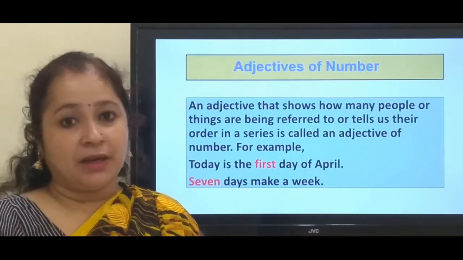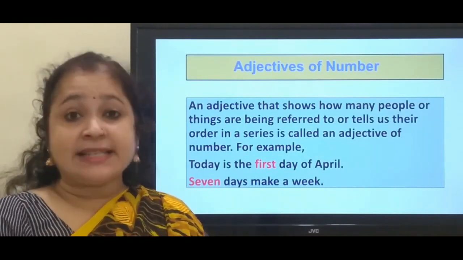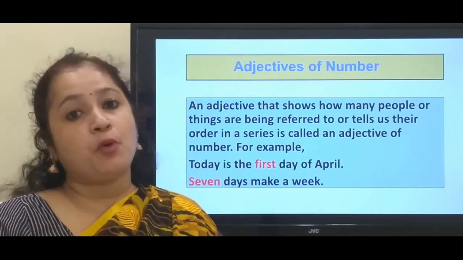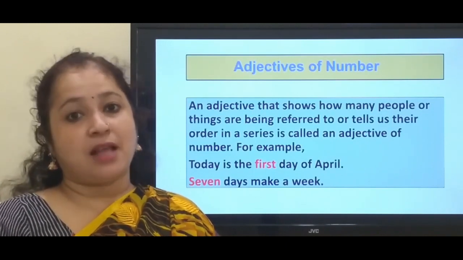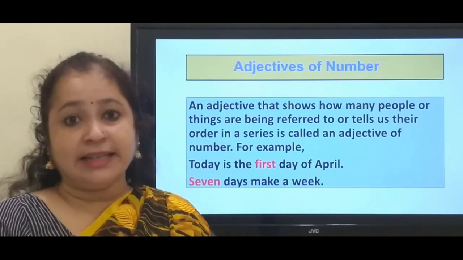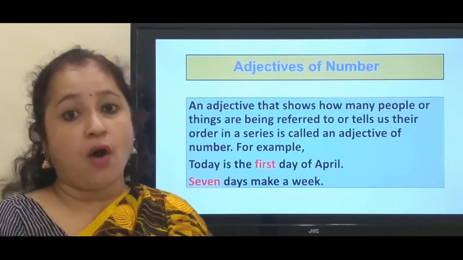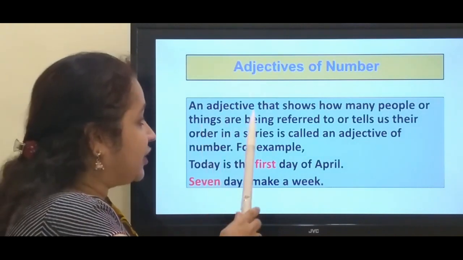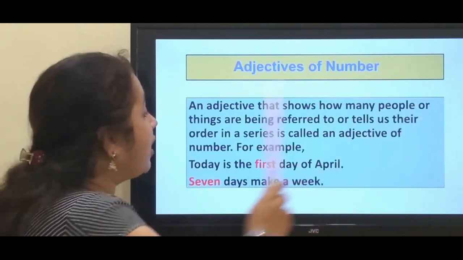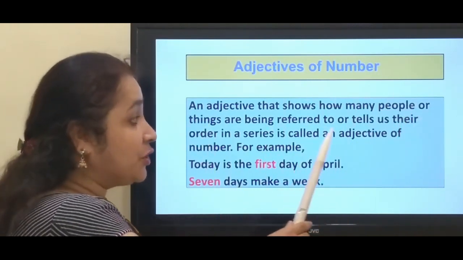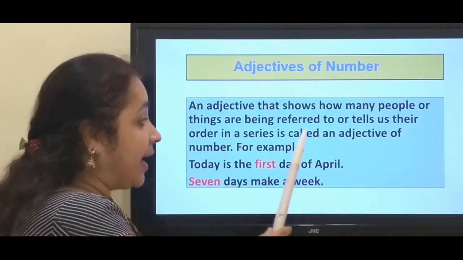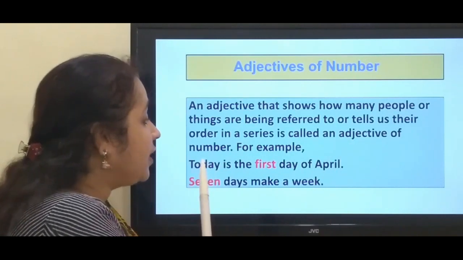Adjectives of number. Dear students, these adjectives not only tell us about the number of nouns or pronouns, but they also tell us about the position of nouns or pronouns. So, let us read the definition of adjectives of number. An adjective that shows how many people or things are being referred to or tells us their order in a series is called an adjective of number.